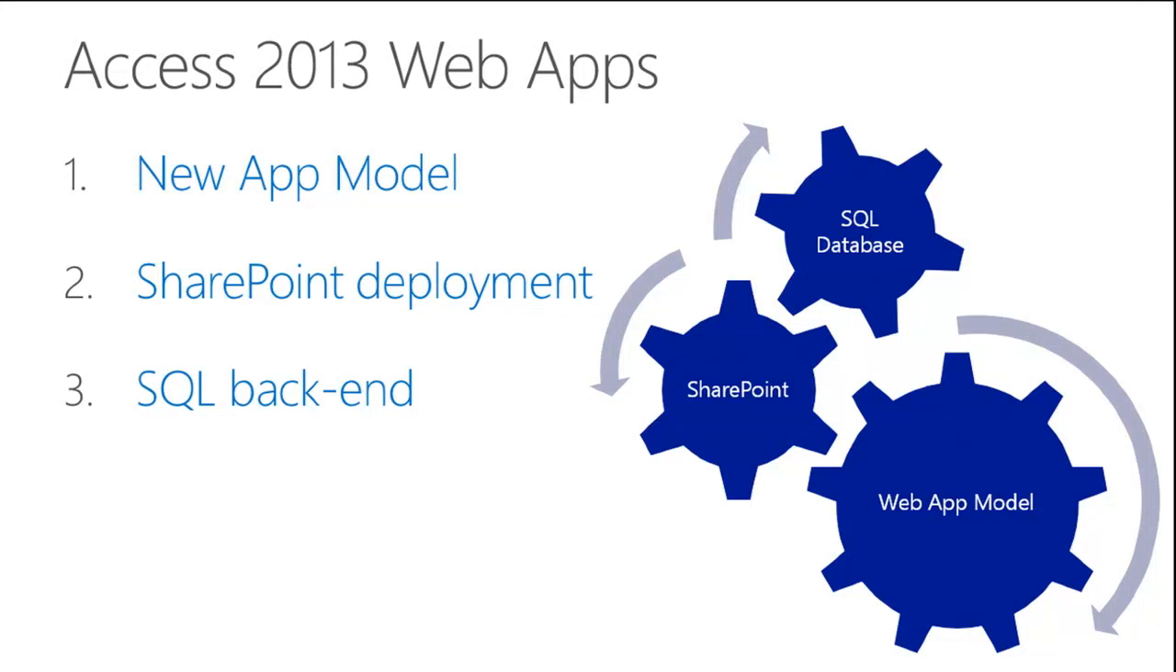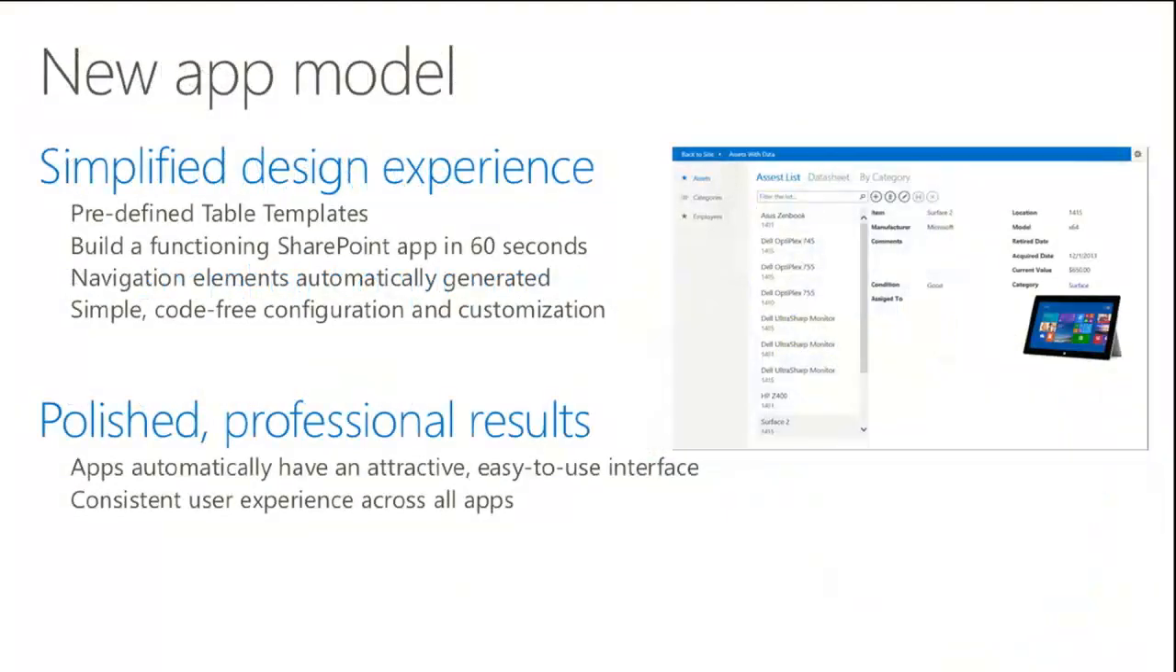We essentially have 3 big components of our Access web apps. We have the new app model, we obviously have the SharePoint deployment, and of course we have the SQL backend. So let's dive into that first one a little bit more. We have the existing table templates, and you can use those to get a jump start. And within a very short amount of time, you can create that SharePoint app. You don't have to be a professional developer to do this. You don't have to store a local file on disk somewhere or in a share. All of that is stored up in SharePoint.